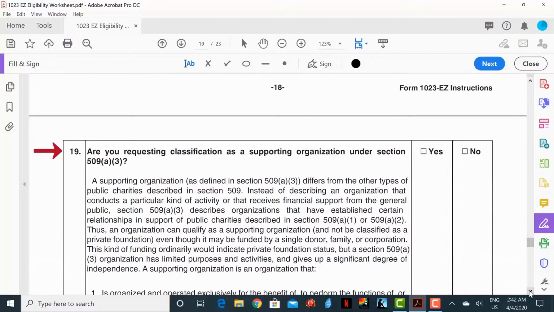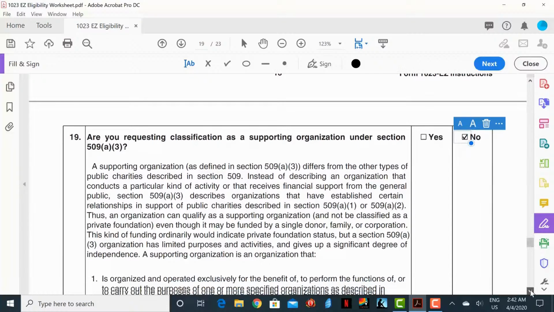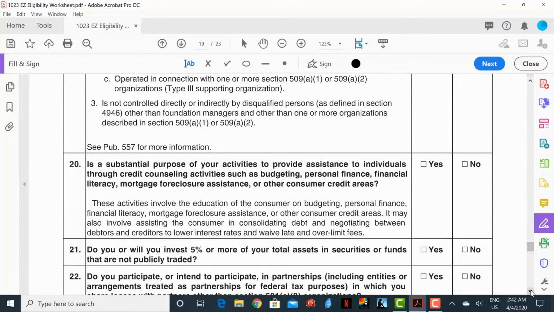19. Are you requesting classification as a supporting organization under Section 509A3? No. 20. Is a substantial purpose of your activities to provide assistance to individuals through credit counseling activities such as budgeting, personal finance, financial literacy, mortgage foreclosure assistance, or other consumer credit areas? No. 21. Do you or will you invest 5% or more of your total assets in securities or funds that are not publicly traded? No.